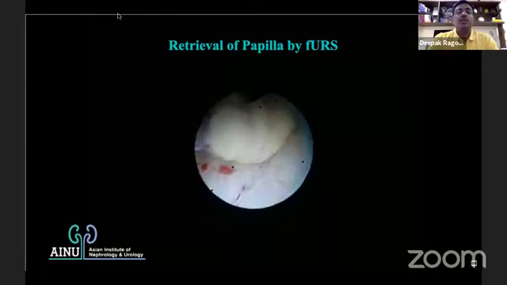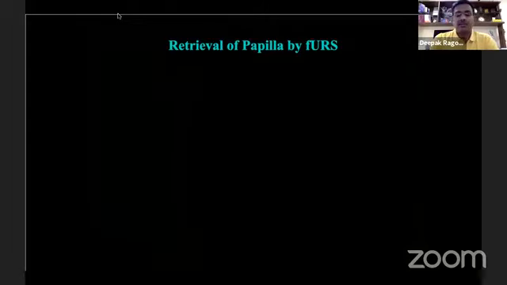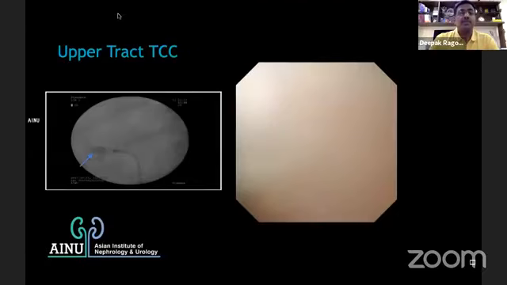So we made it a protocol in our institute: why not go in and see the PCS once? There's no harm in seeing it. And you pick up if there are any floating papillae there. That makes your job easier in follow-up, and you're actually saving the patient an unnecessary second visit in the near future.